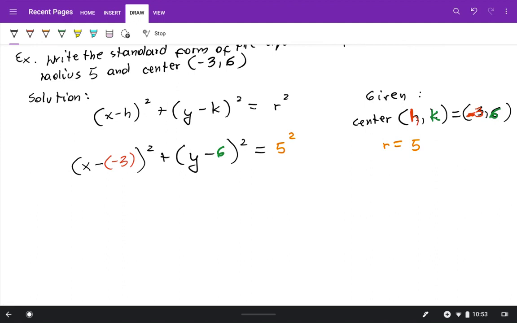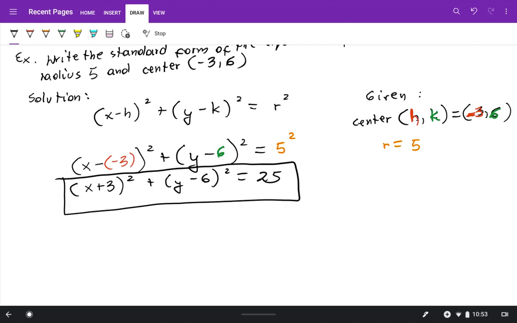So when you write the standard form equation of the circle, you don't FOIL, you just leave those perfect squares. So just simplify what you have inside of the parentheses. That will be x plus 3 squared plus y minus 6 squared is equal to 25. So that's how you're going to leave the solution. So this is the standard form of the equation of a circle.